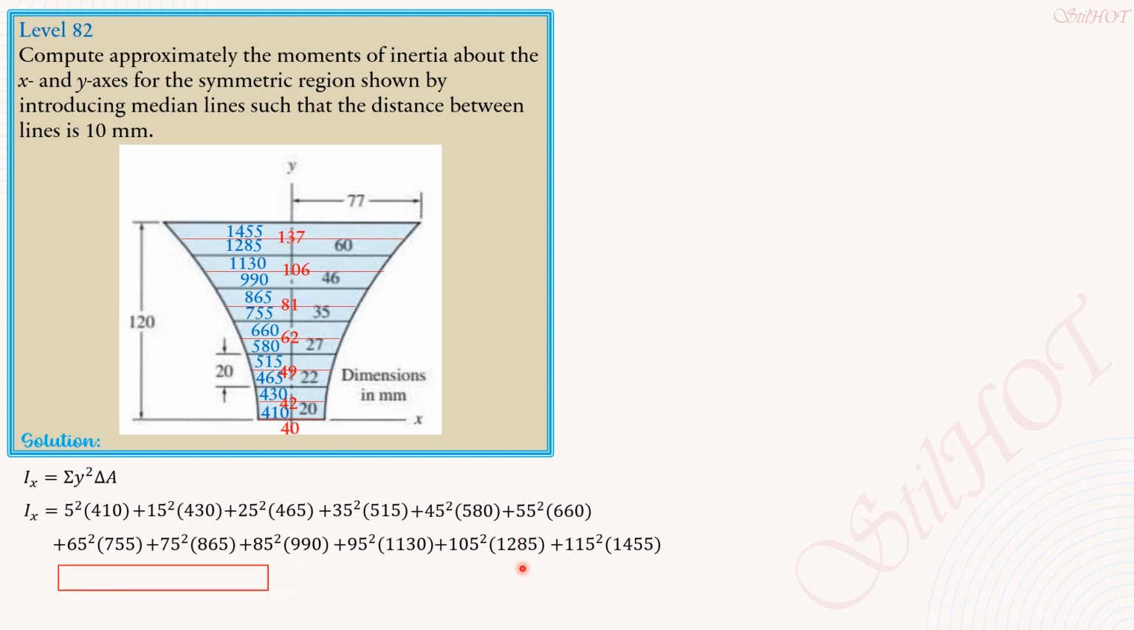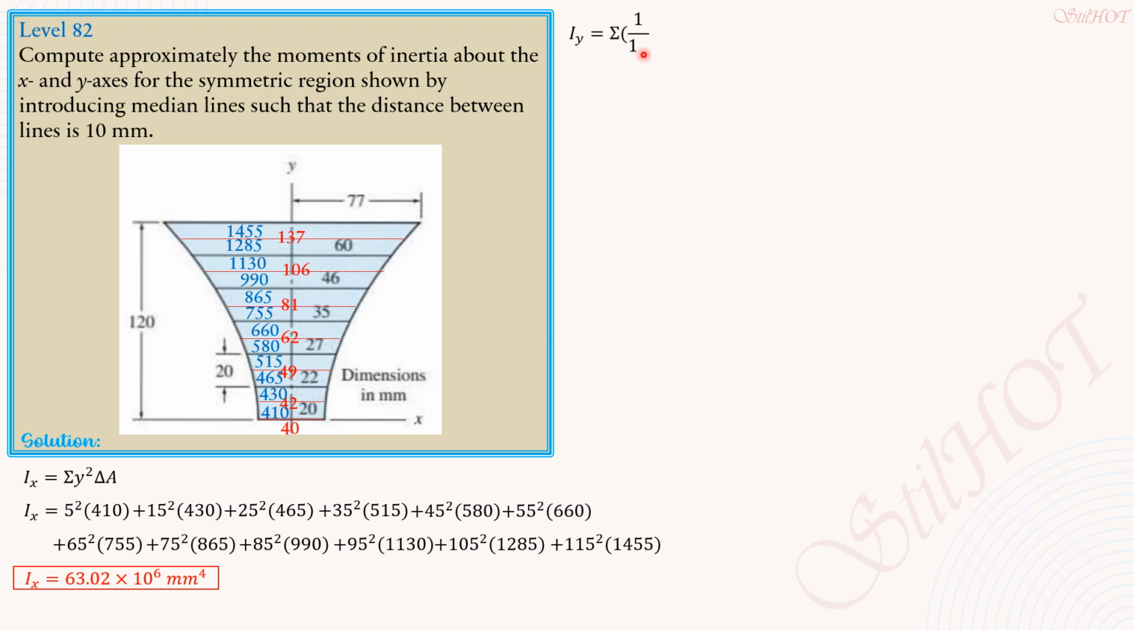So combining these values, Ix is equal to 63.02 times 10 to the 6 mm to the fourth, and comparing it with the answer in level 81, it's close. So that means this is also an approximate method of computing this moment of inertia. Likewise, for Iy.